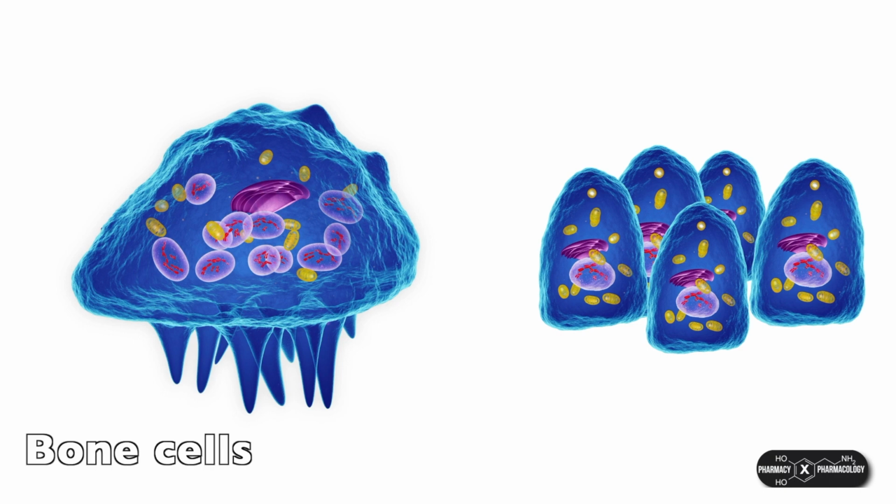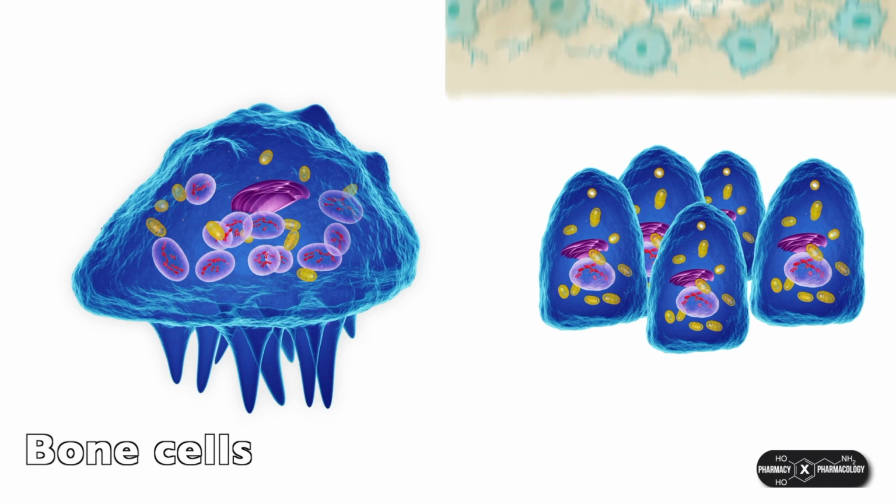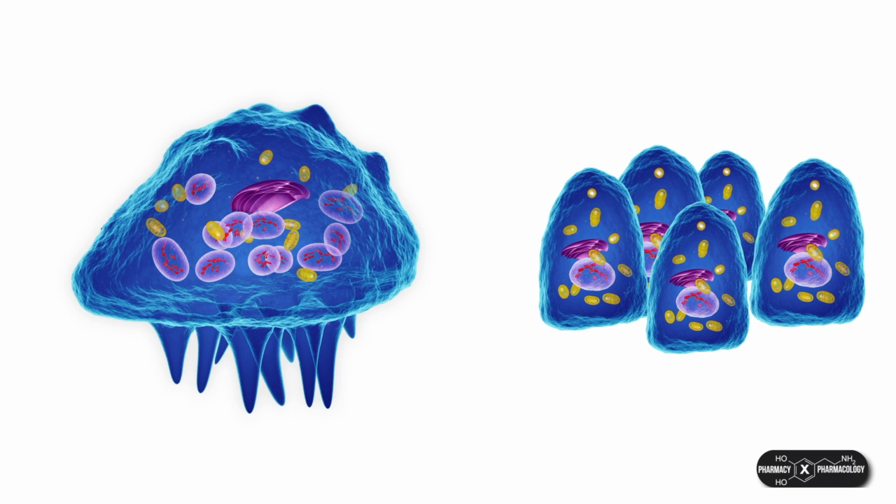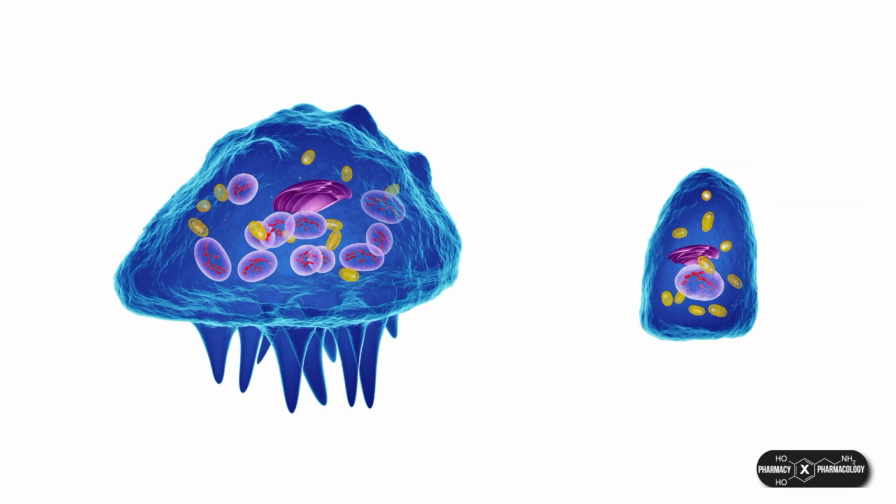So let's move on to the bone cells involved in bone homeostasis. There are three main bone cells, and the ones that everyone knows are the osteoclasts and osteoblasts. And then osteoblasts can further differentiate into osteocytes. I'll go into osteocytes in a minute, but let's start with osteoclasts.